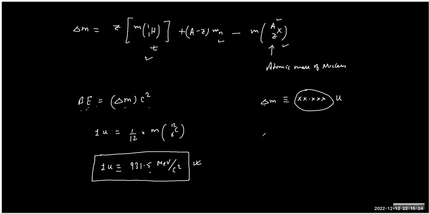Okay, so values that you should remember. 1U equals 1.66054 into 10 power minus 27 kg. So we need to know the exact value instead of the approximate value, because the changes will be there only.